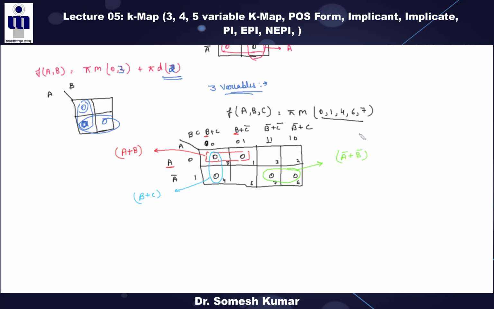Okay. So what is the final minimized expression for this? The product of all these sums, right? A plus B, B plus C, and A bar plus B bar. This is the final minimized POS form. Right? Clear?